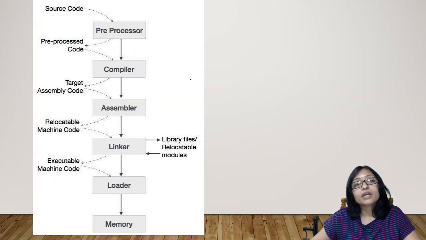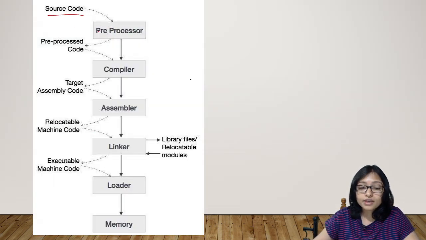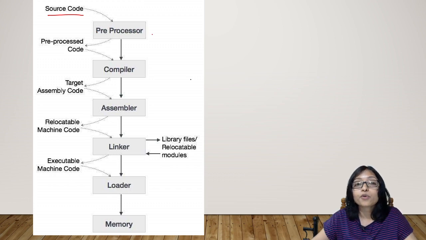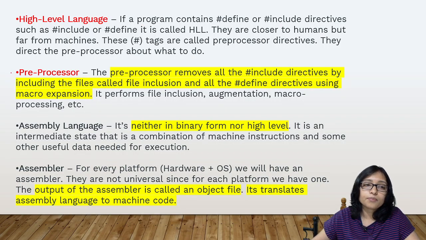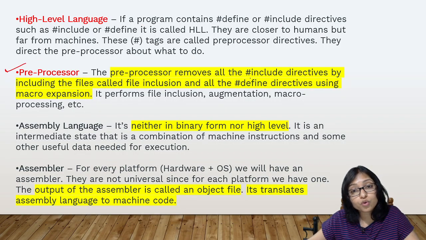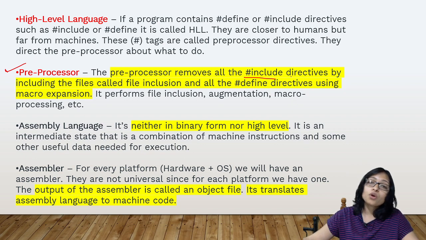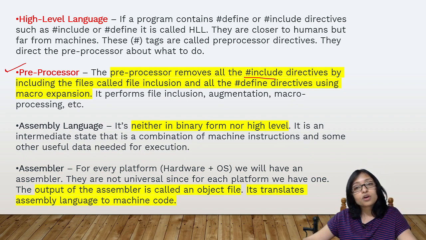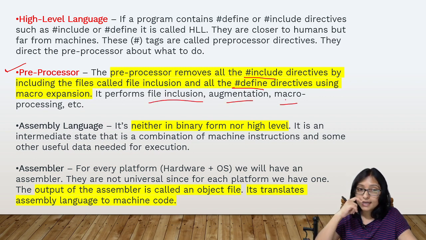Now here we are giving a source code. After giving the source code, some preprocessor is required. So what is going on in the preprocessor? The preprocessor's task is to remove the hash include, meaning whatever is included, and to remove all the macros, like hash define. This is the part of the preprocessor. So it performs file inclusion and macro augmentation in this area.